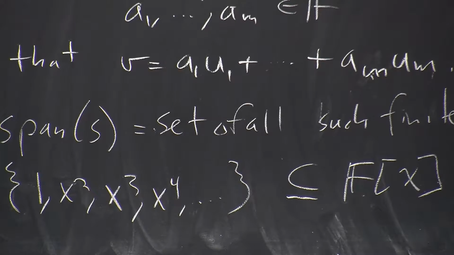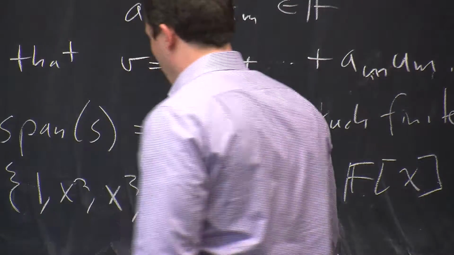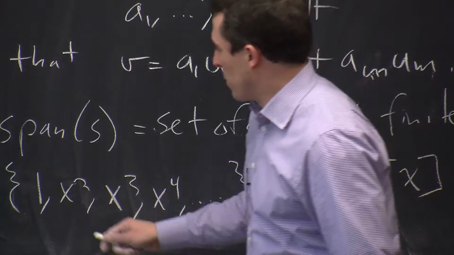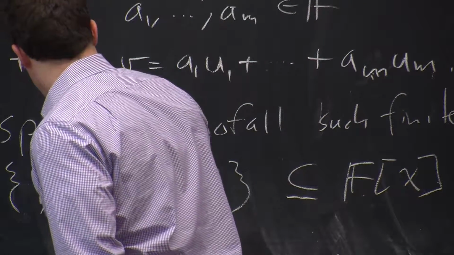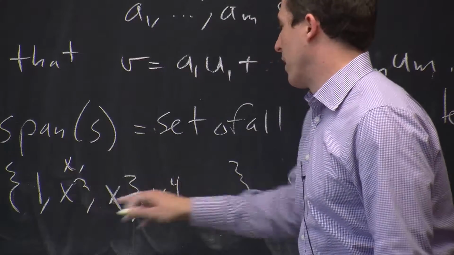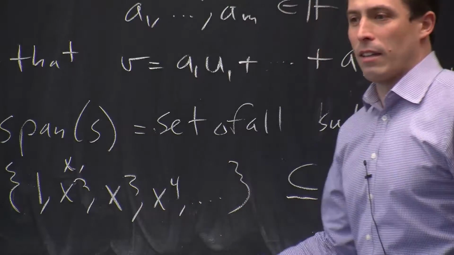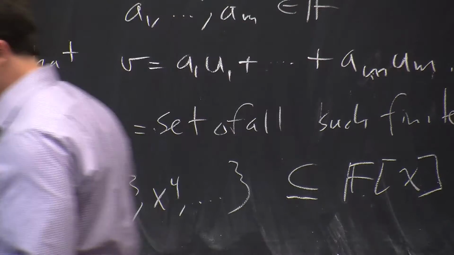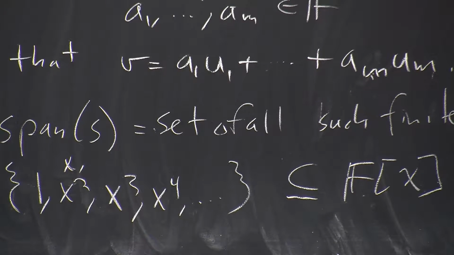And I can take fewer things in here. I could say, throw out all the even degrees. Oh, I should have put x in there too: 1, x, x squared, x cubed, right? I could throw out all the even things except 0 and take their span, and then I would get polynomials that have even degree. Or 0, right? That would be a proper subset, which is a span.